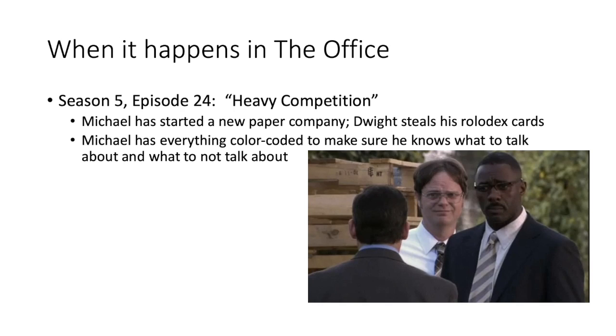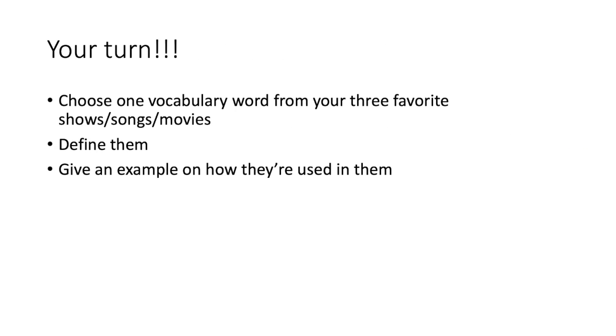So the Rolodex actually becomes a massive plot point in season 5, episode 24, with heavy competition. You see in the picture noted here, you actually see Michael Scott in the foreground with Dwight Schrute and Charles Miner in the back. Michael has actually started a new paper company, and Dwight, in the course of this episode, steals his Rolodex cards. However, Dwight blows a sale that he tried stealing from Michael because Michael has everything color coded to make sure he knows what to talk about and what to not talk about on his business cards. Well, Dwight blew that, and it ended up with Michael getting a brand new client from Dwight as a result of that. So it's a really clever play on words, and Michael's extraordinarily unorthodox system of doing things.